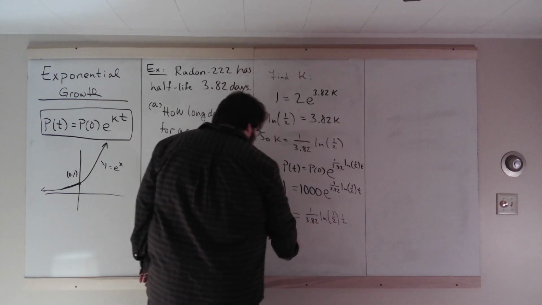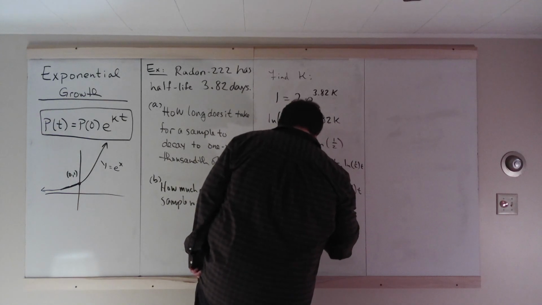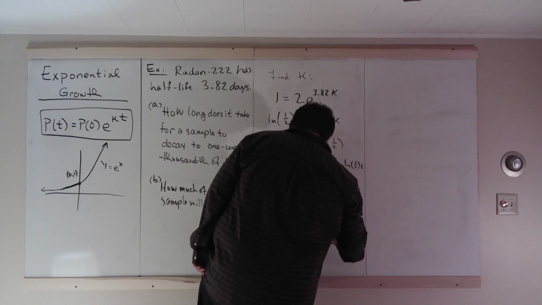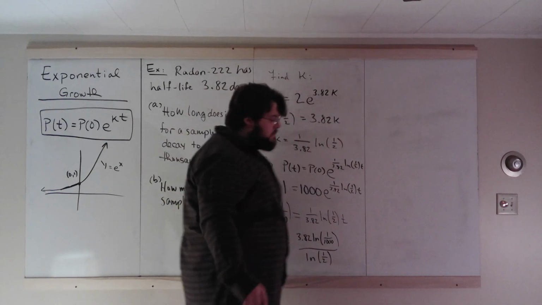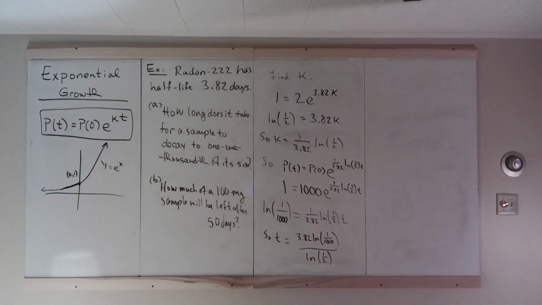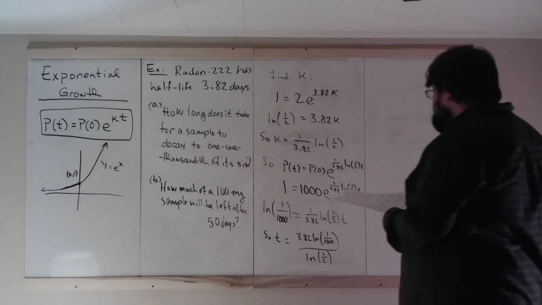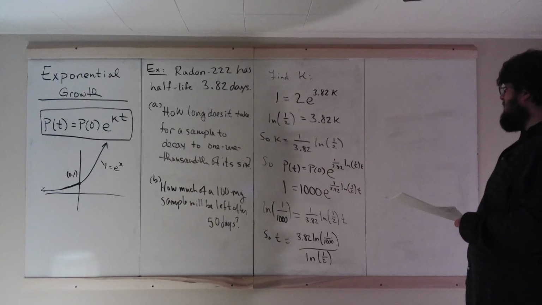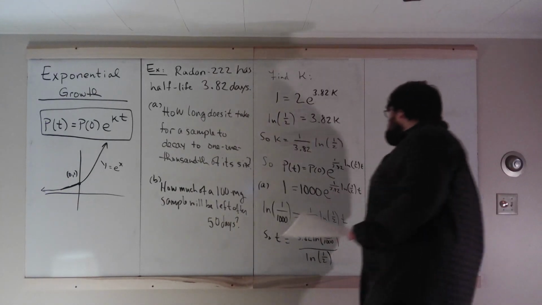Divide by that thing, multiply by that thing. 3.82. I'll leave it like this. Log of 1,000 over log of 1/2. You could use properties of logarithms to simplify that a little, maybe. I'm not going to. So here we found our t.